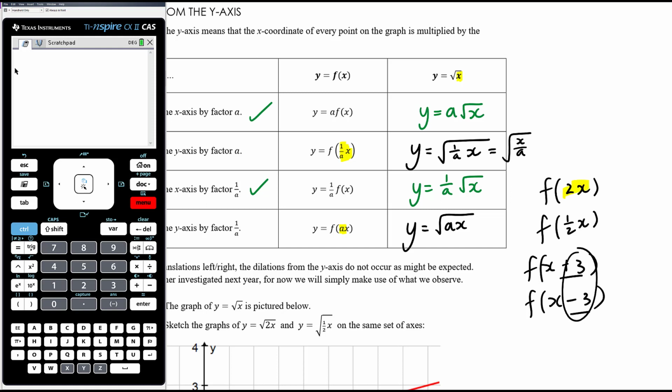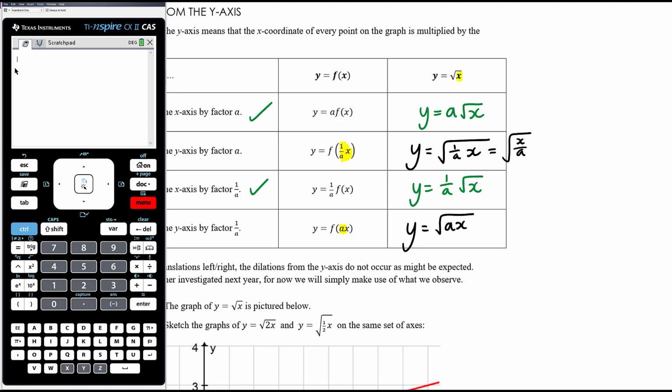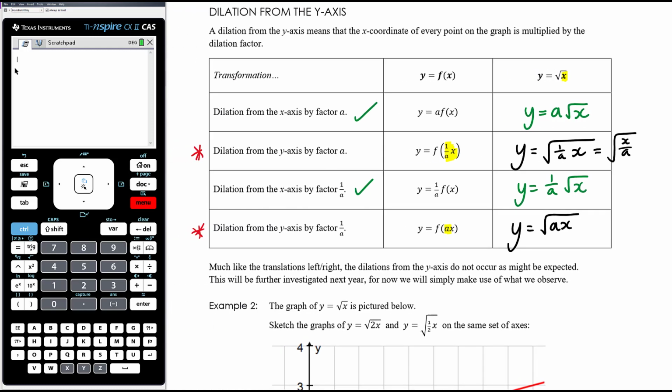When the transformations are inside the function f of something, they are backwards to what we intuitively think they should be. Okay, so adding 3 inside the function is going to the left. Multiplying by 2 inside the function is dilating by half. Okay, we won't go into the algebra of how that occurs until next year, but for now we're just going to observe by looking at graphs that actually when we make that a value in here bigger, the graph actually gets thinner. So it's not being stretched away from the y-axis, it's being squashed towards.